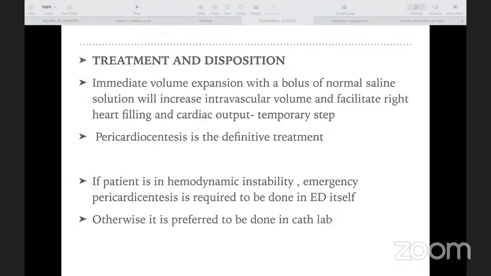The treatment and disposition in these cases will be immediate volume expansion with a bolus of normal saline solution, which will increase intravascular volume and facilitate right heart filling and cardiac output. This is a temporary step. But the definitive treatment is pericardiocentesis. Now, if the patient is in hemodynamic instability, emergency pericardiocentesis is required to be done in the ED itself. Otherwise, it is preferred to be done in the cath lab after taking a cardiology consultation. So that's about non-traumatic cardiac tamponade.